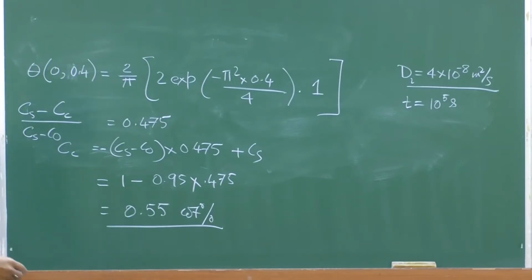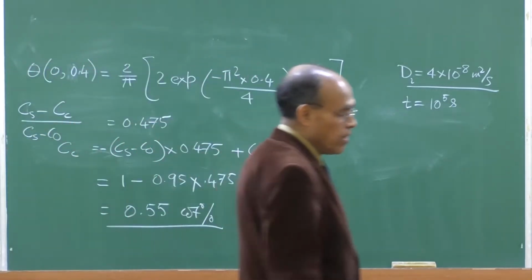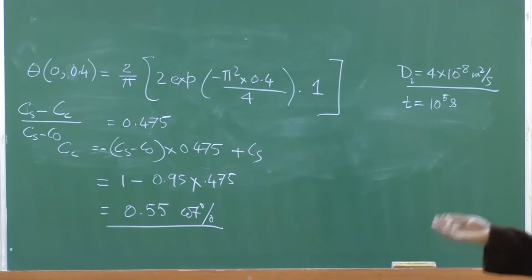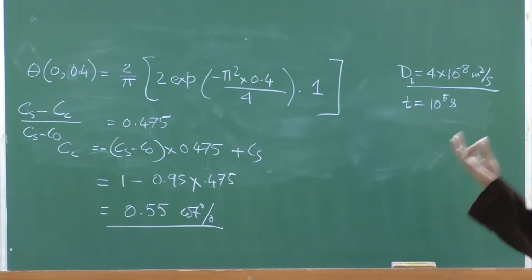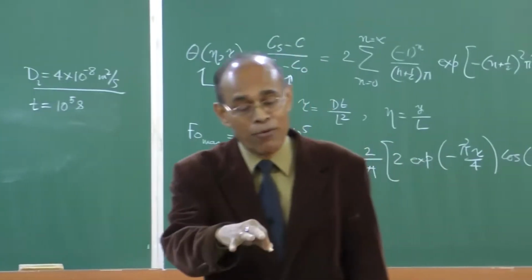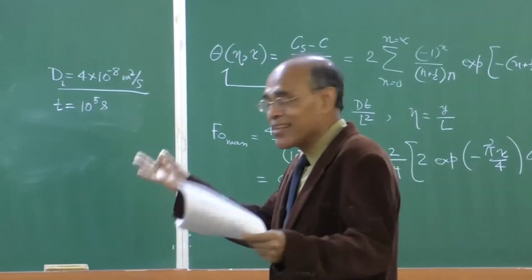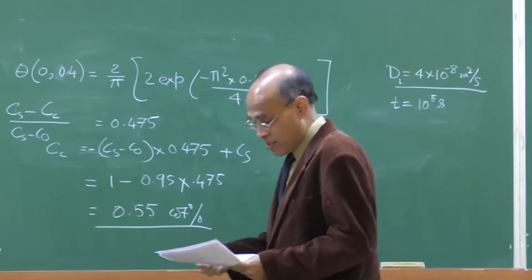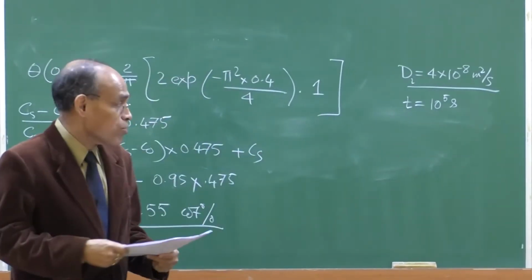So, we can handle steady state and unsteady state diffusion problems in Cartesian coordinates, either in semi-infinite geometry or in finite slab geometry, through the infinite series solution or through the error function solutions, and handle a wide spectrum of problems that we may encounter at the undergraduate level.